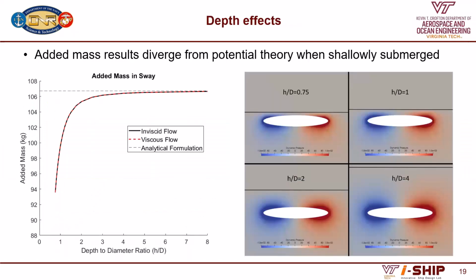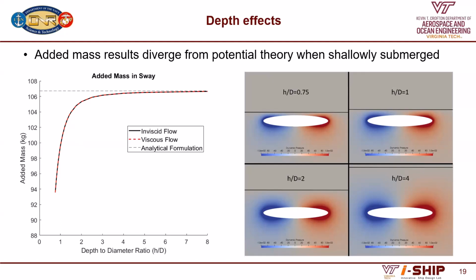We then move into some depth effects. So how do these added masses change with respect to depth? Are we able to capture depth effects? And we can see that as depth increases, as the depth to diameter ratio increases, we approach the analytical formulation given by Lamb. But as we get closer to the free surface, we see a dramatic decrease in the added mass of the body. This is caused by an asymmetry in the fluid domain.